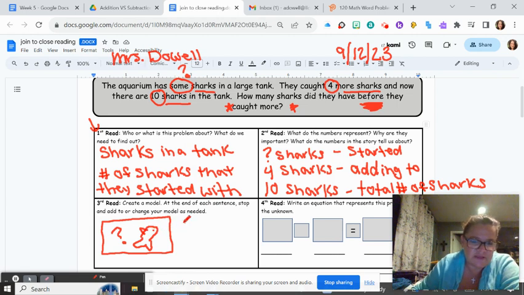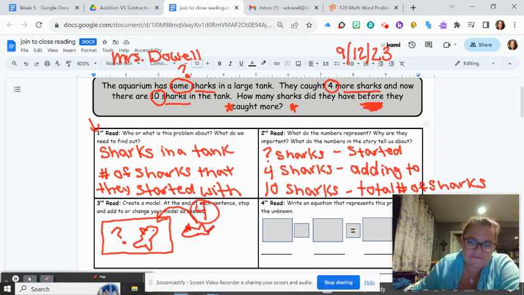Okay, there's my shark. I don't know how many sharks there are in that tank. You see right here, the aquarium has some sharks in a tank. They caught 4 more sharks. So they're going to be adding to or bringing in 4 more sharks. There's my shark. And we're going to be adding 4, right?